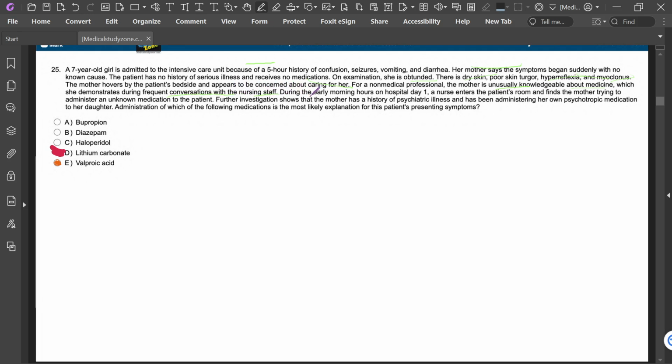During the early morning hours on hospital day one, the nurse enters the patient's room and finds the mother trying to administer an unknown medication to the patient. Further investigation shows that the mother has a history of psychiatric illness and has been giving her own psychiatric medication to her daughter. Administration of which of the following medications is the most likely explanation for this patient's presenting symptoms? So, what did the mom give that caused the confusion, seizures, vomiting, and diarrhea?